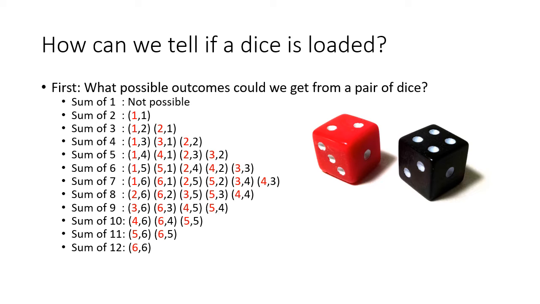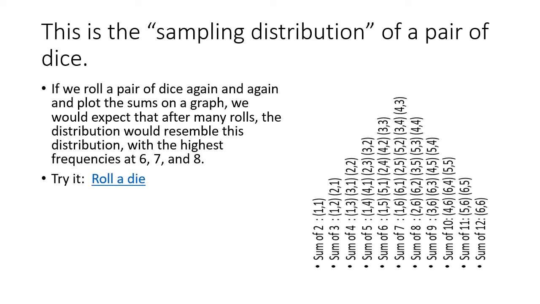So let's take a look at this in a little different way. So this is the sampling distribution that we put together from the previous page. This is what we would expect if we had a large number of rolls. So to repeat, if we roll a pair of dice again and again and plot the sums on a graph, we would expect that after many rolls, the distribution would resemble this distribution, with the highest frequencies or the highest number of rolls at 6, 7, and 8.